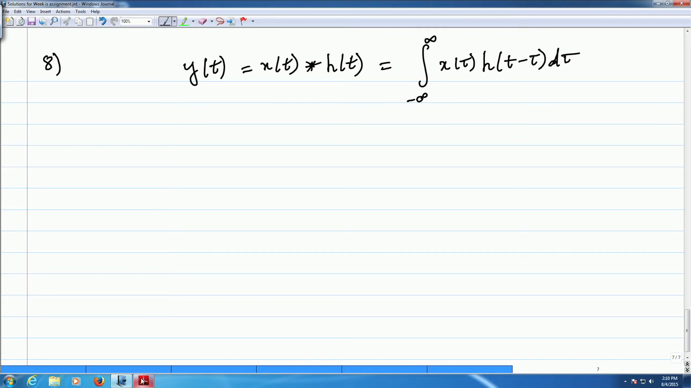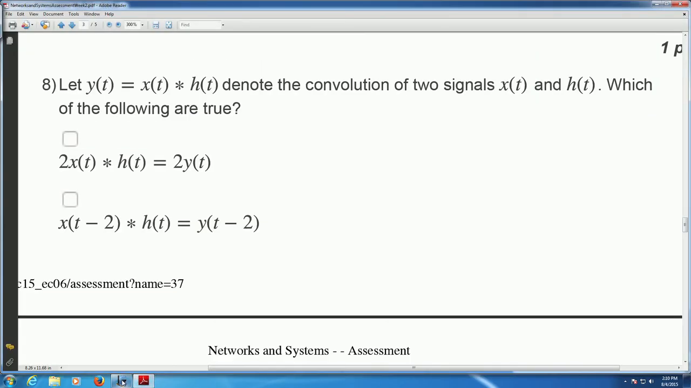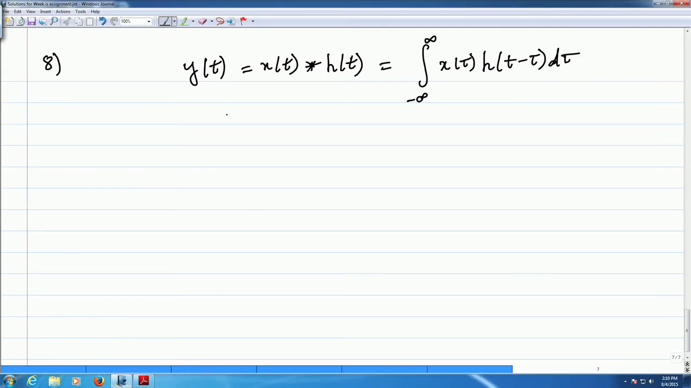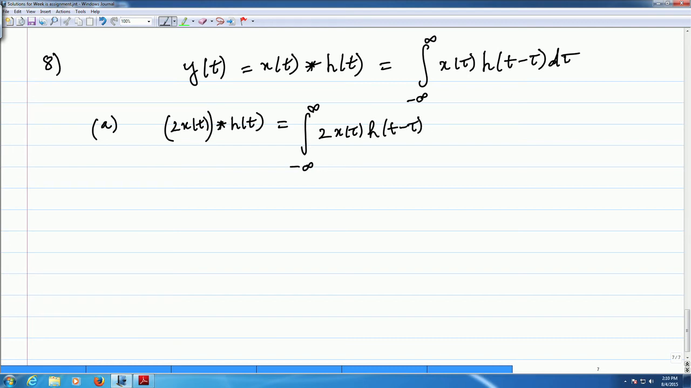So, the first part of the question asks you to check if 2 times x of t convolved with h of t equals 2 times y of t. It is not too hard. To check the first part, you look at 2 times x of t convolved with h of t. Remember, this is the entire function. If you write this out, you get integral minus infinity to infinity 2 times x of tau h of t minus tau d tau, and that is clearly 2 times y of t. So, the first part checks out.